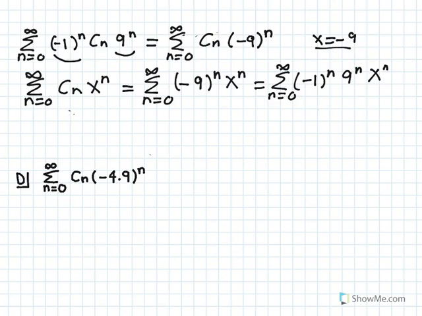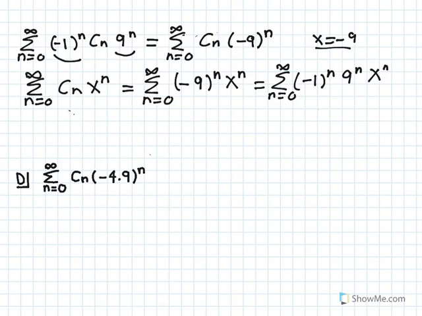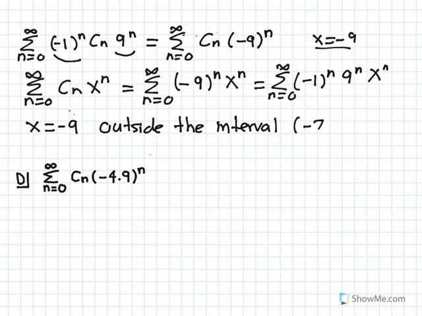So we have to ask ourselves, is x equals negative 9 inside the interval of convergence, or is it outside the interval of convergence? Well, it's clear. Here's x equals 9. Clearly the power series is divergent when x is bigger than 7. So since x equals 9 is outside the interval of convergence, the series will diverge. So x equals negative 9 is outside the interval minus 7, comma 7.